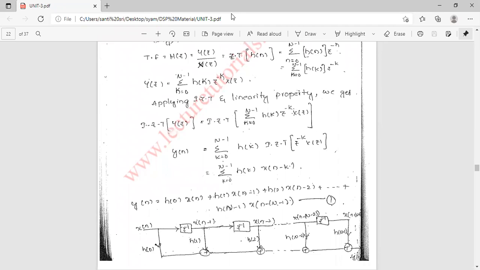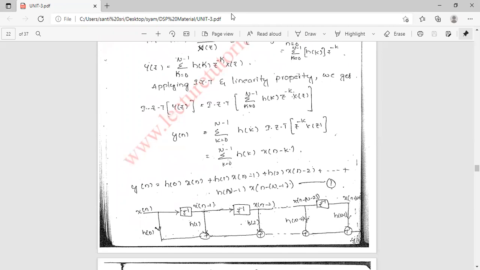Let it be taken as equation number 1. After that, we'll draw the structures. So x of n, h of 0 into x of n, z power minus 1 into x of n minus 1, so h of 1 into x of n minus 1.